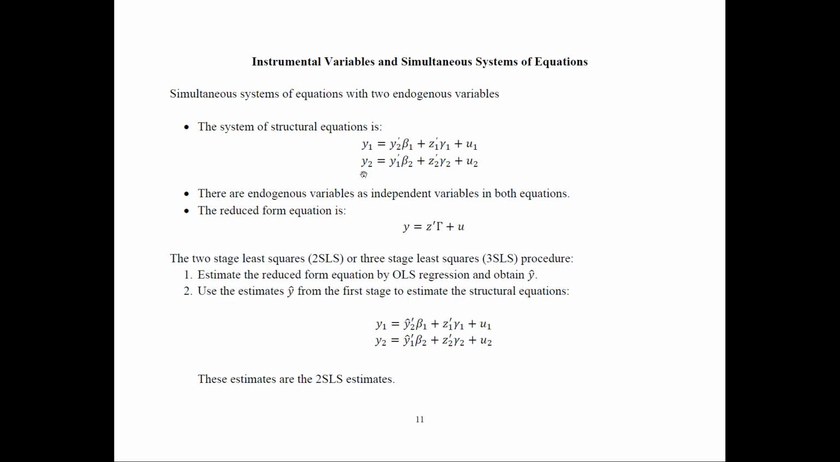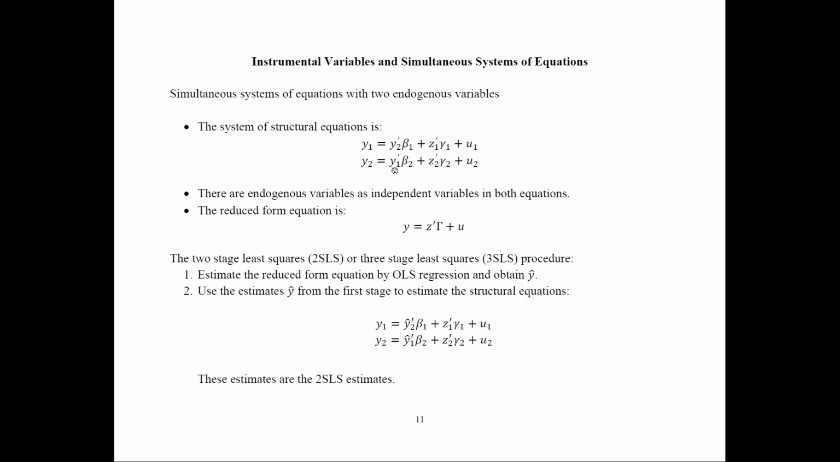Okay, so here's the system of structural equations where y1 equals, and we have y2, and here we have z1. And so look at how this y2 repeats here, and this y1 repeats here. That's the endogeneity, because you don't have a truly exogenous variable like the z variables here. You have endogenous variables here. So that's a problem.